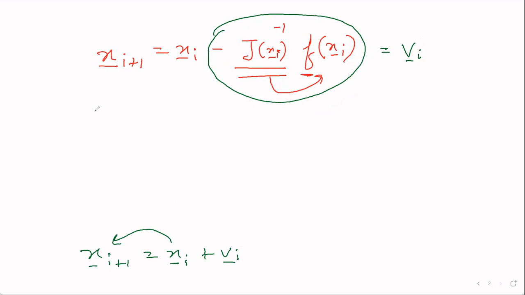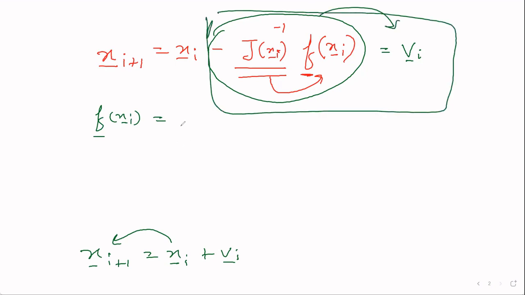You can understand that if you make f of x_i the subject of the equation, only this part, then it becomes the inverse Jacobian becomes Jacobian on the right hand side. So Jacobian evaluated at x_i times v_i. So we have, if I rewrite the equation one more time, we get this.